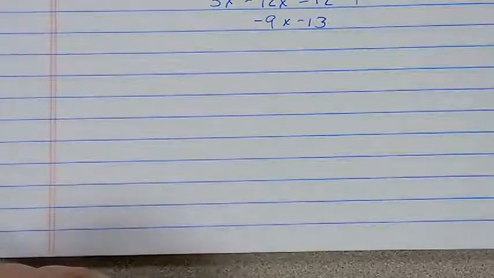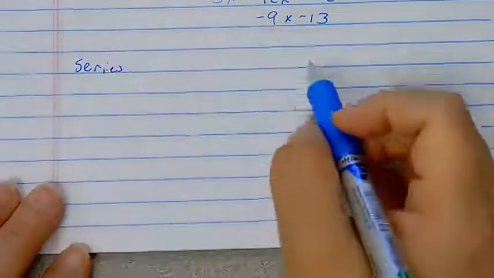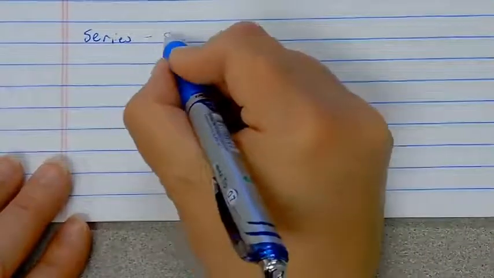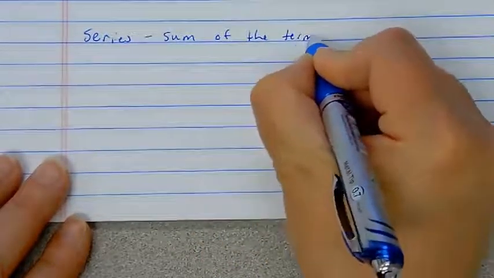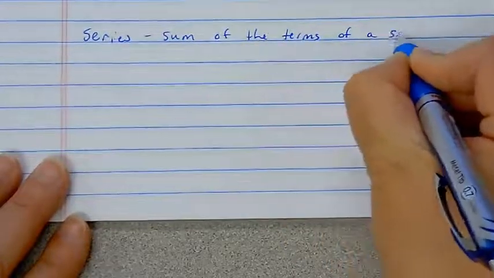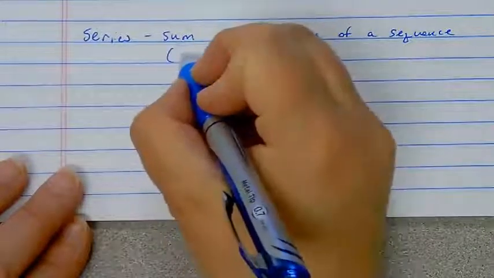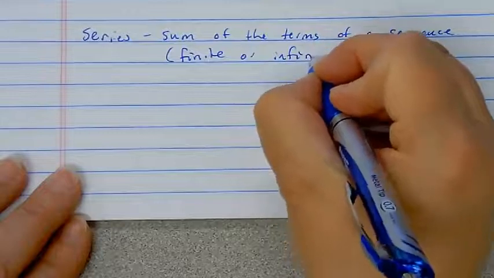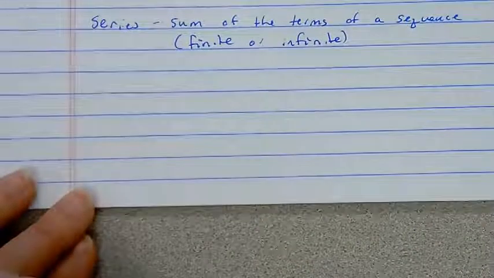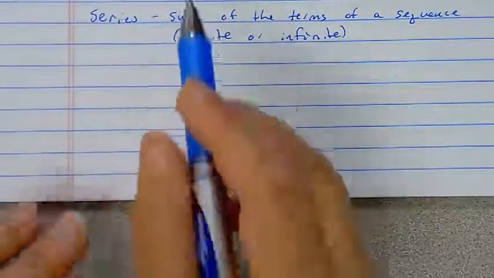When you have a sequence, you can actually find what's called the series. And the series is the sum of the terms of a sequence. And this can either be finite or infinite, and I'll explain what I mean by that shortly. So let's first talk about a finite sequence.